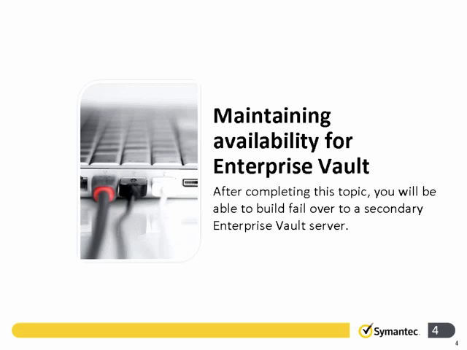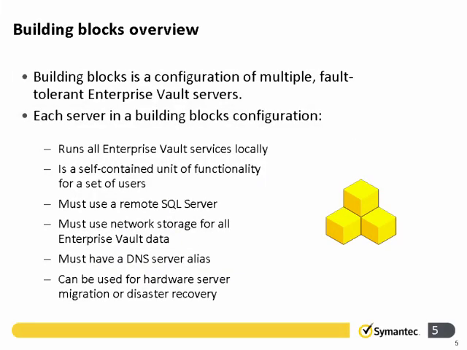So first, maintaining the availability for the Enterprise Vault, we're going to look at being able to build a failover to a secondary Enterprise Vault server. And the first example we're going to consider is building blocks. With building blocks, we're going to configure multiple Enterprise Vault servers so that they can fail over if one Enterprise Vault server were in fact to crash. Each one of the servers in the building block configuration must run all of the Enterprise Vault services locally. It is a self-contained unit of functionality for a given set of users.